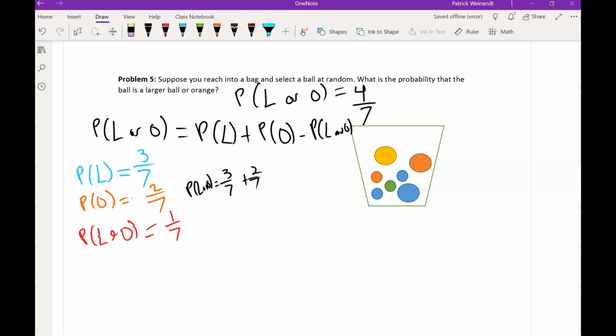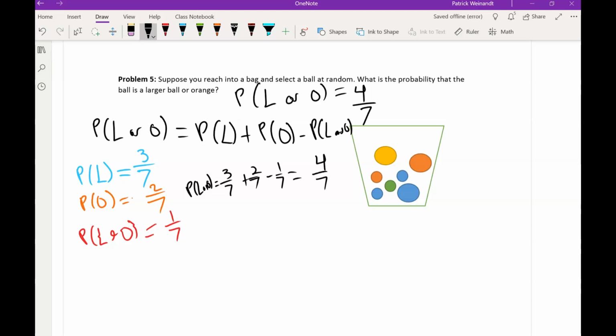So we're not doing just 3/7 plus 2/7. We have to account for the overlap that occurs with this large orange ball, so we have to subtract 1/7 as well. So we get 3 plus 2 minus 1 sevenths. How many sevenths is that? 3 plus 2 is 5 minus 1. That's 4/7, like we said in the beginning.